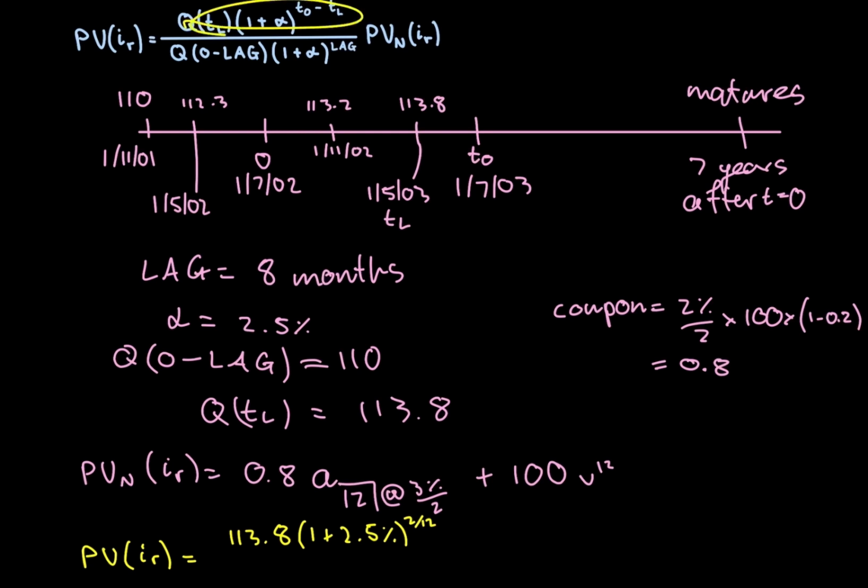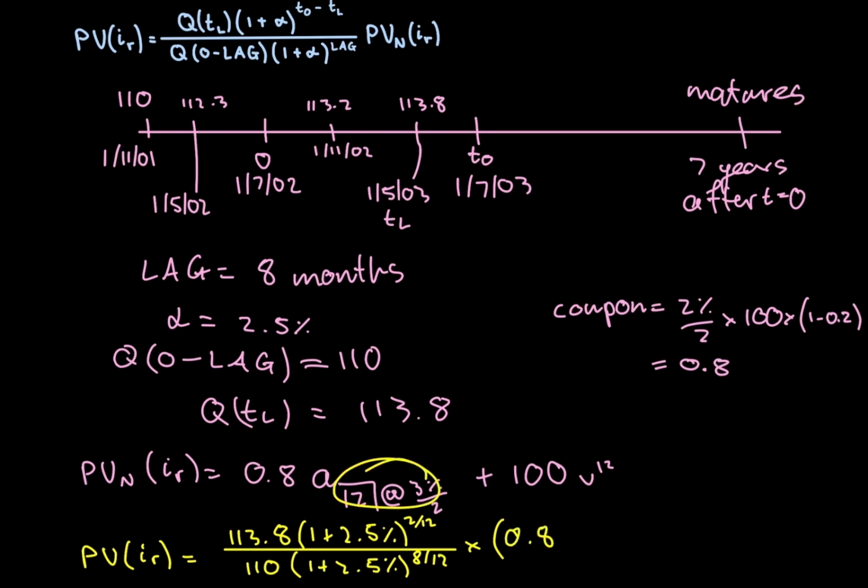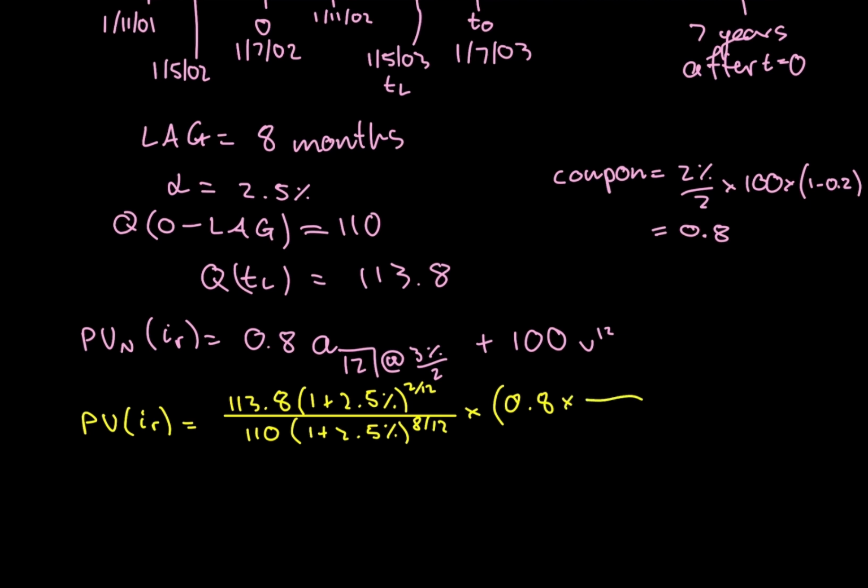Okay, and then, so we've sorted out that numerator, let's sort out this denominator here. So Q of 0 minus lag is 110, and then we grow that by 1 plus alpha to the lag, which is 1 plus 2.5%, and our lag is 8 months, but don't forget, we can't just put 8 because that would be 8 years, because this is a yearly growth rate, so it's 8 over 12 because it's months, and then we multiply by this present value over here, 0.8, and then this annuity represents 1 minus V to the 12 over 3% over 2. So that is exactly the same as that annuity. And once again, where V is equal to 1 plus 3% over 2 to the power of negative 1, plus 100 times by V to the 12.